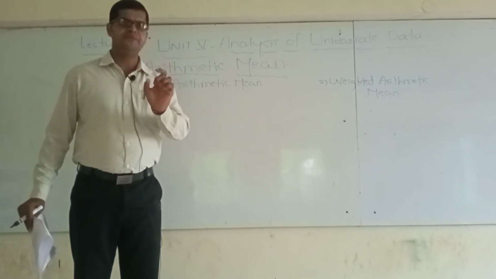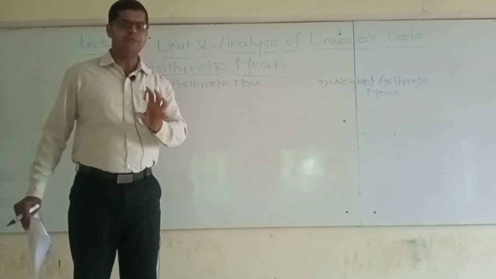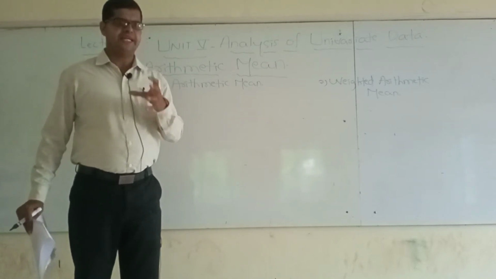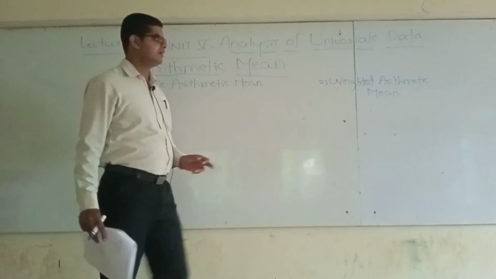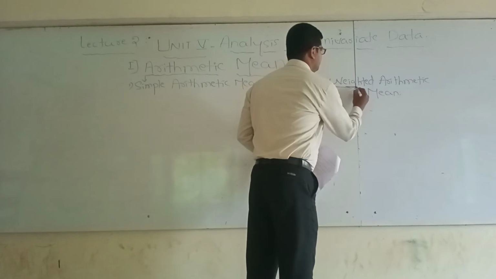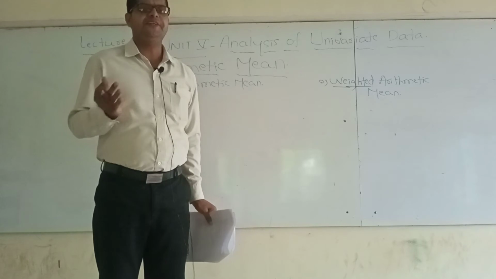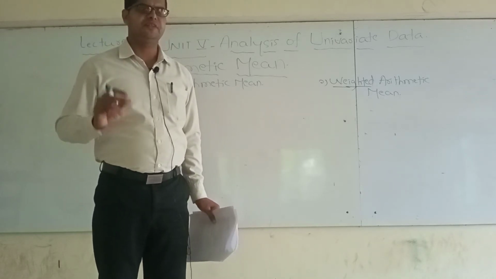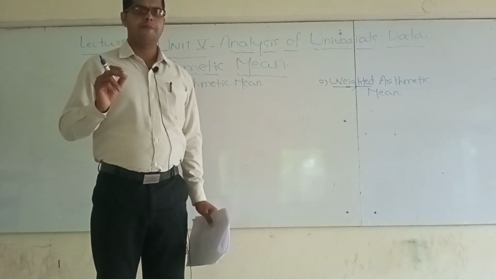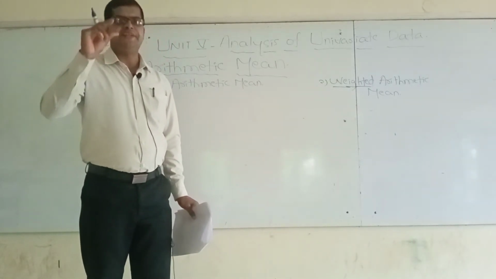Individual data, individual observation, we consider equal importance. We give equal importance to all the observations, all the single data. So that is nothing but simple arithmetic mean. But under this weighted arithmetic mean, as we know, the meaning of weighted is where we give weightage to a particular observation, to a particular data. Keeping in mind the observation, the data, we give weightage.